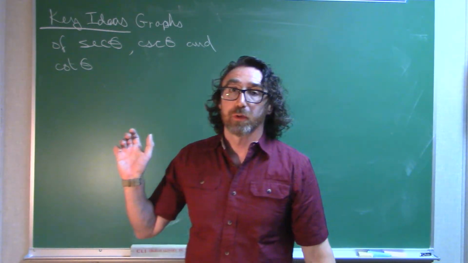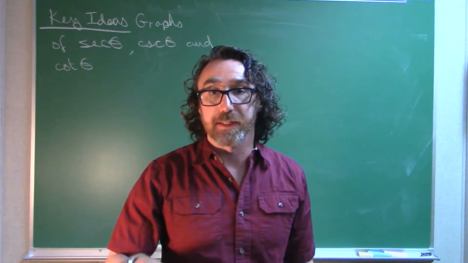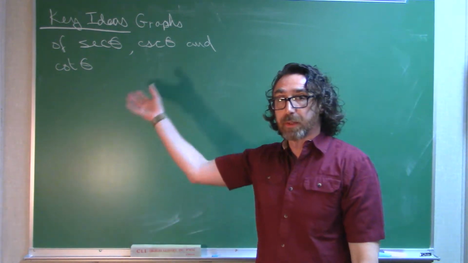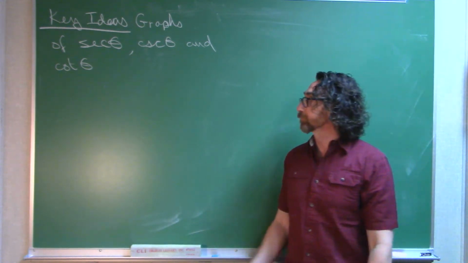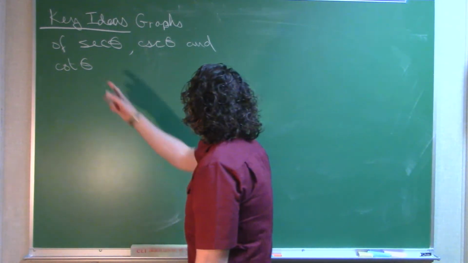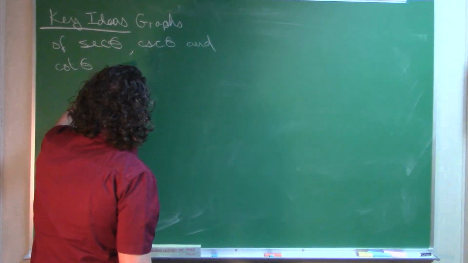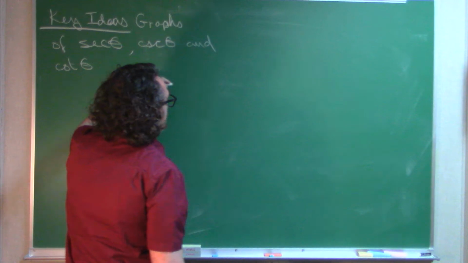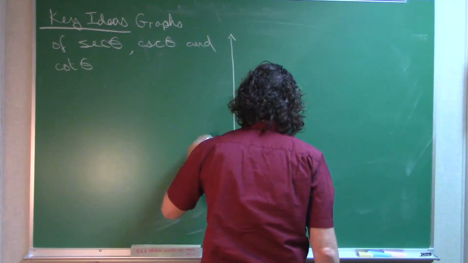In our last video we discussed how the graphs of sine, cosine, and tangent behave. In this video we'll discuss the remaining trig functions, secant, cosecant, and cotangent. Alright, so let's get started. Let me go over here so I can give myself some nice room.